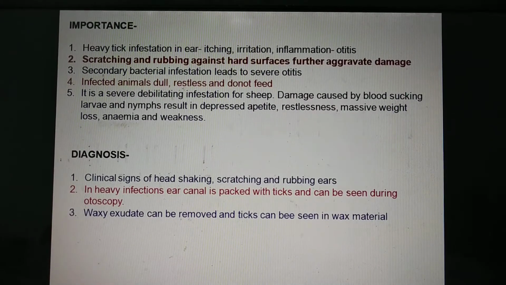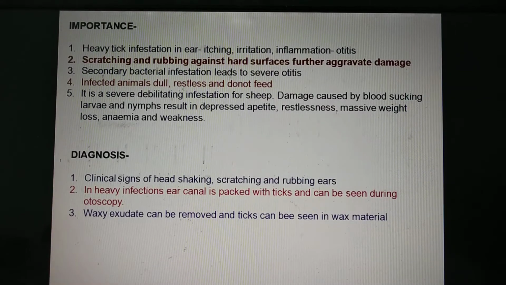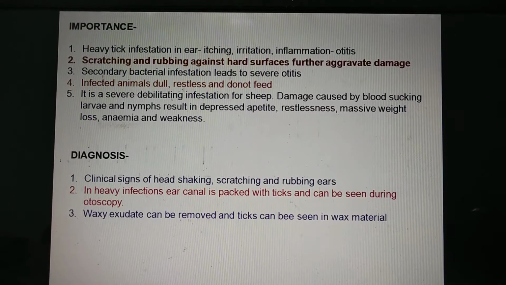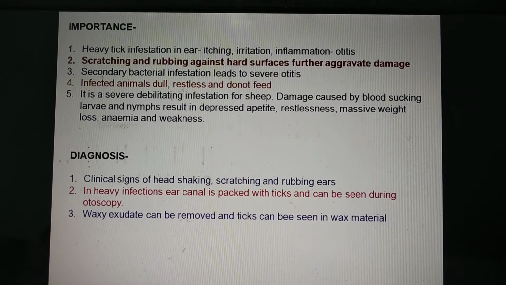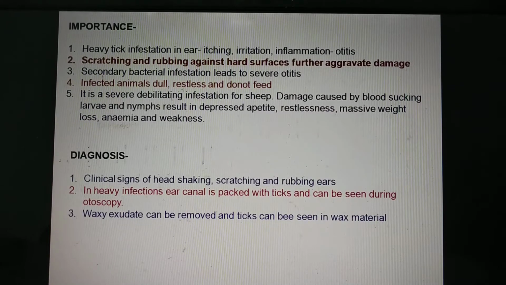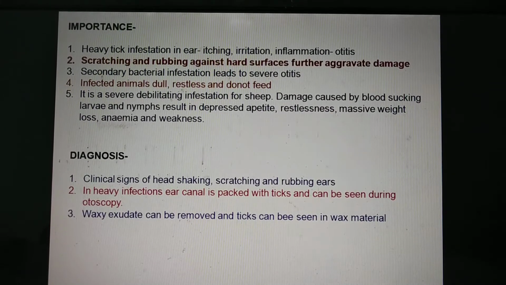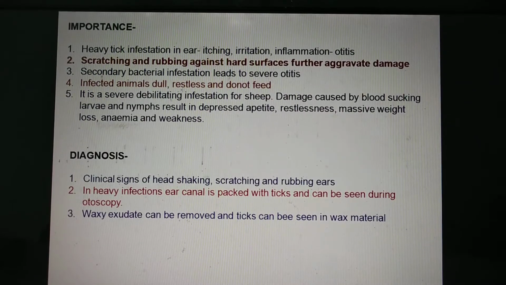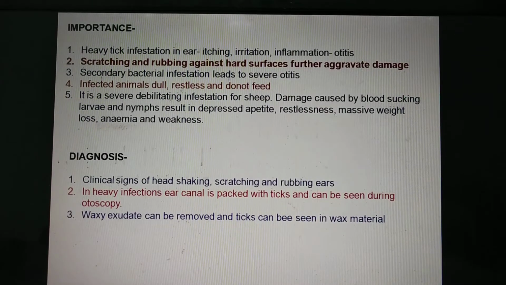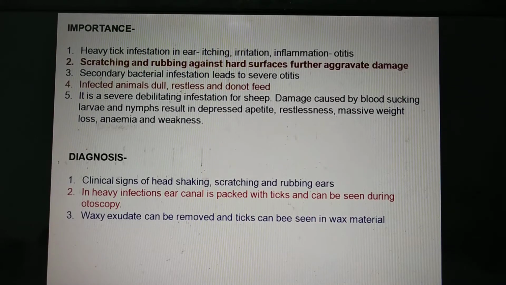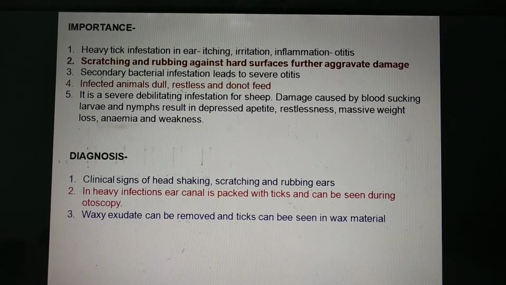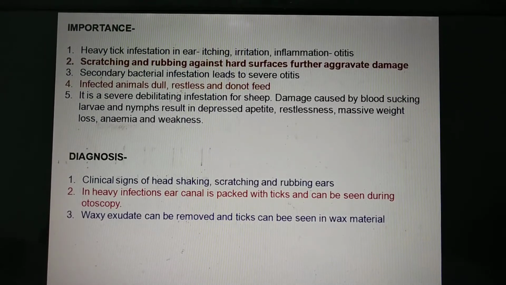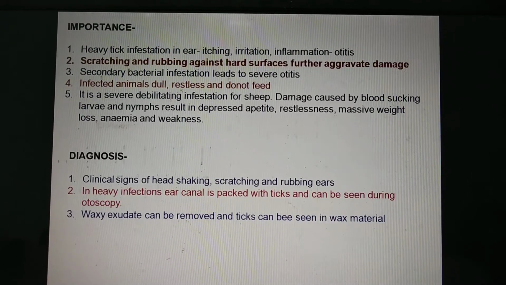Now simple is to see the inner part of the ear. In the inner part of the ear, you can go for otoscopy, or sometimes even the naked eye examination can help. The ear canal you can find with wax packed with the ticks, the larval and the nymphal stages of the ticks. If not, you can use some kind of forceps and remove the earwax. If you remove the earwax, along with the earwax, you can find some of the larval or the nymphal stages of the ticks. Okay, and even you can see the nymphal stages attached to the ear canal. So this is how you can diagnose.